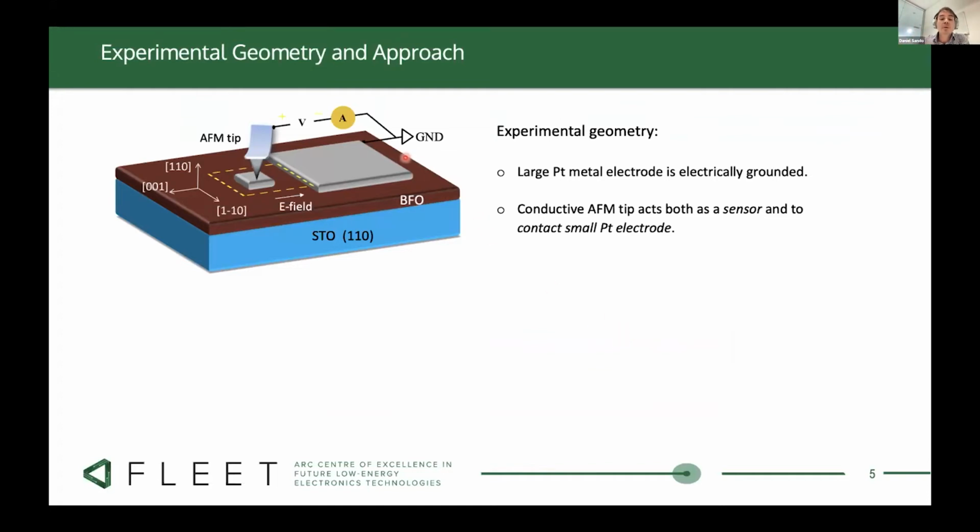And so to do this, we look at a region of our devices in this boxed area here. We electrically ground our large platinum electrode, and we use our AFM tip to scan this region, and we're going to image the domain walls. We're also going to look at the conductivity of the sample. The other purpose of this AFM tip is to allow us to connect to this small electrode, thus completing the circuit and then measuring the electrical properties of our sample.